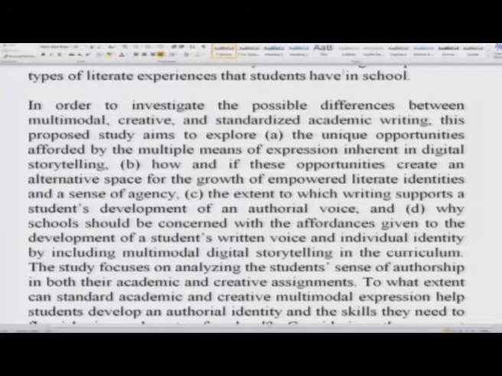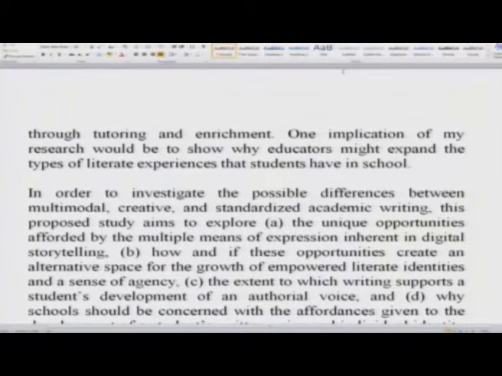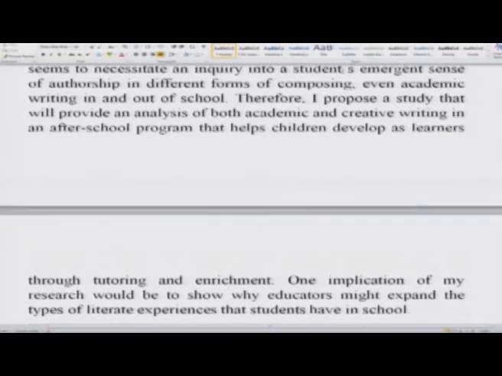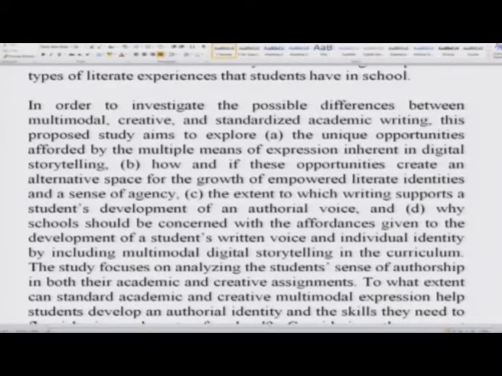So, the purpose of the research has been briefly stated here, we saw here. Now, the proposer gives more details. So, the proposed study aims to explore, then there are 4 clear points.